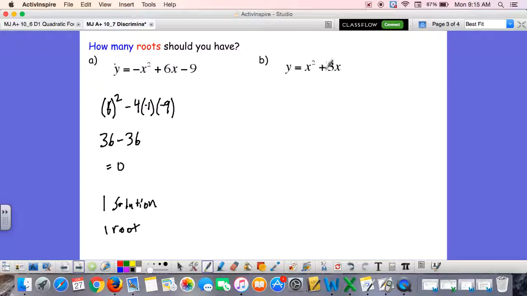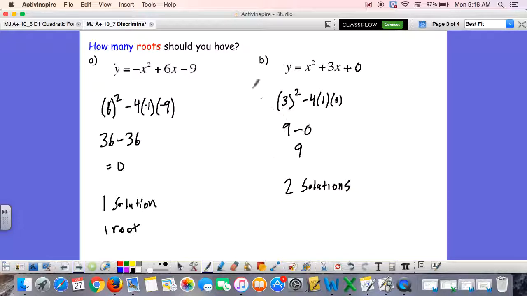Here we have y equals x squared plus 3x, and this looks different from over here, just because our constant value is 0. So b squared, 3 squared minus 4 times 1 times 0. This computation is fairly easy. 9 minus 4 times 1 times 0, anything times 0 is just 0. 9 minus 0 is just 9. So here we have 2 solutions.